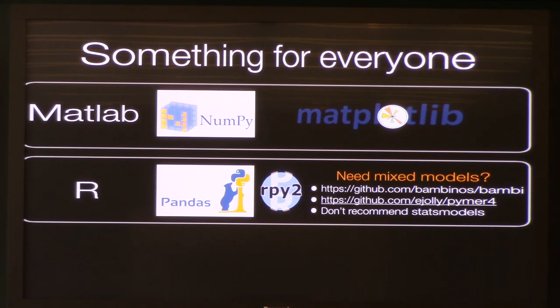Statsmodels has a mixed effects model, but I don't really recommend it. We've gotten unreliable results that are inconsistent with lots of other packages. And it's stupidly slow and doesn't scale well with bigger data sets.